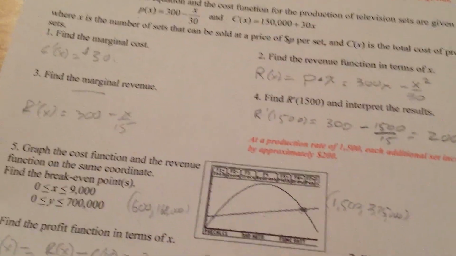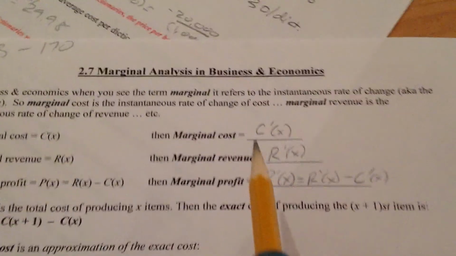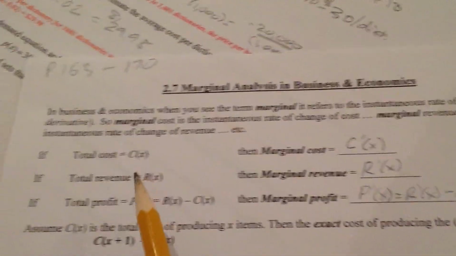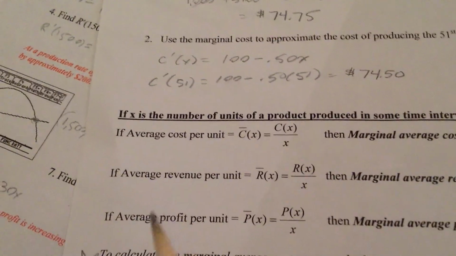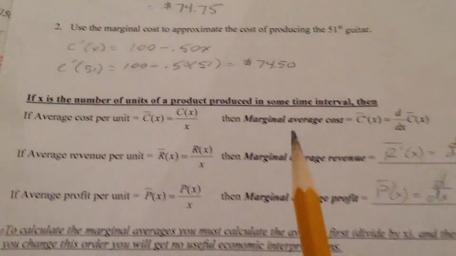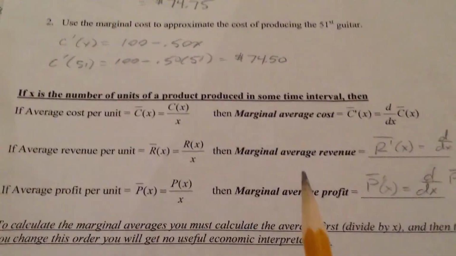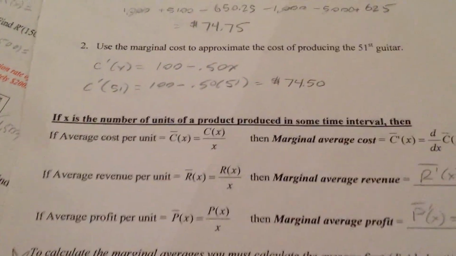I think that's it. Again, the key to this particular set of problems is making sure you read what it's asking for, because it could be asking about cost, revenue, profit, or marginal cost, marginal revenue, marginal profit, which are derivatives, or it could be asking about average cost, average revenue, average profit, which is dividing by x, the original functions, or marginal average revenue, or marginal average profit. Again, those are derivatives of these functions, which you would have to take first.